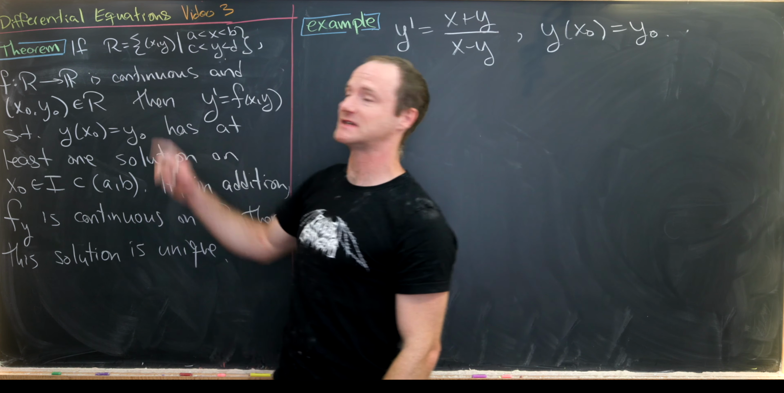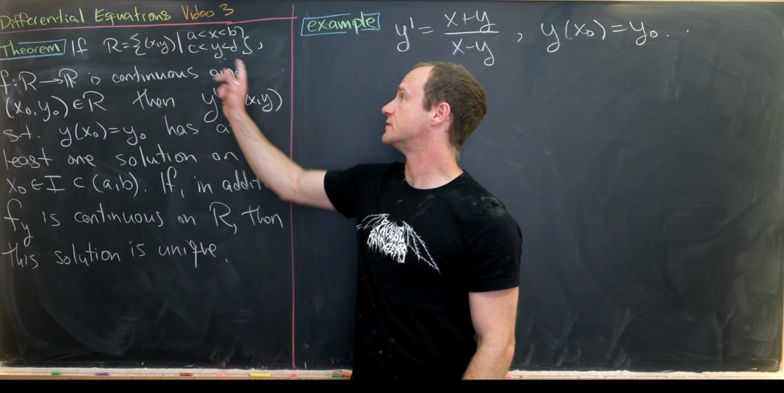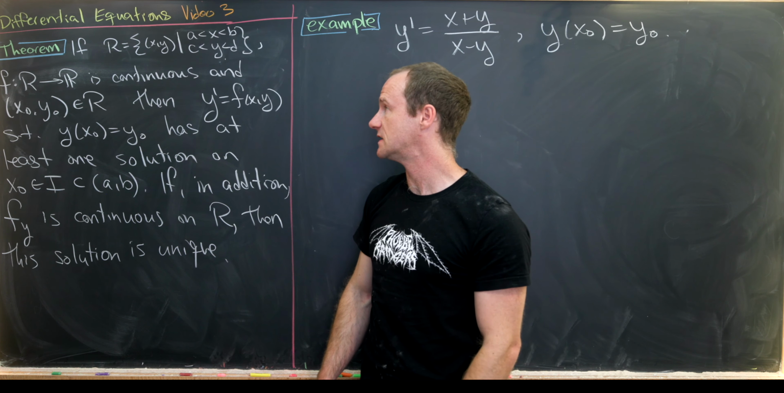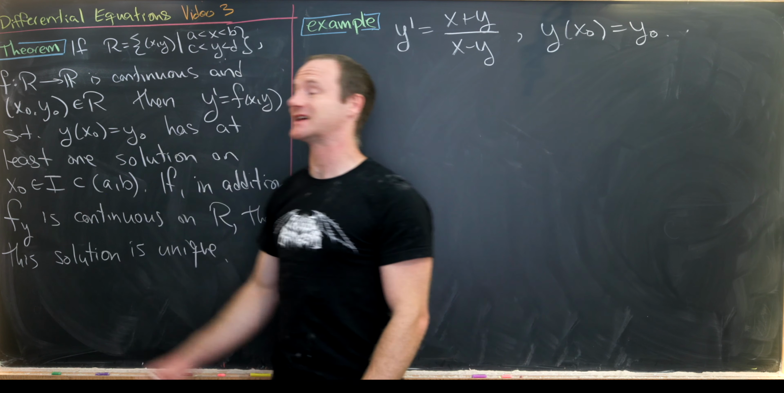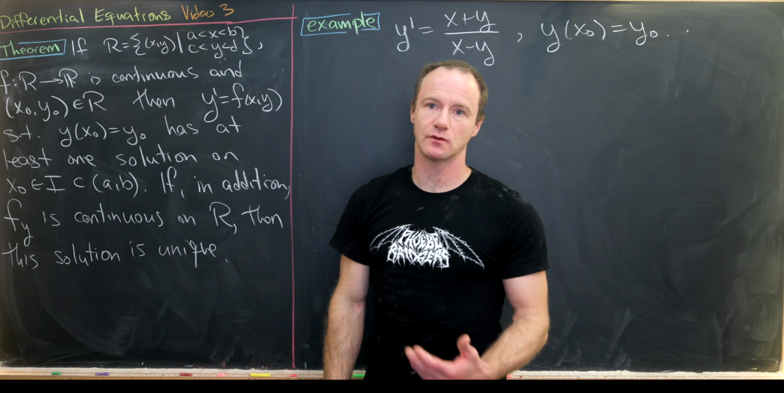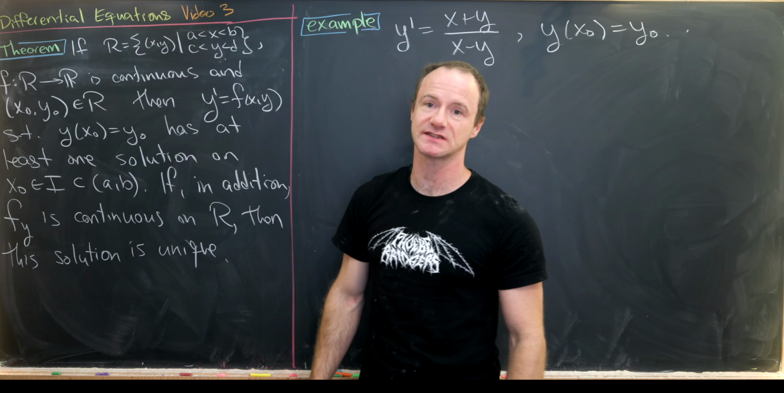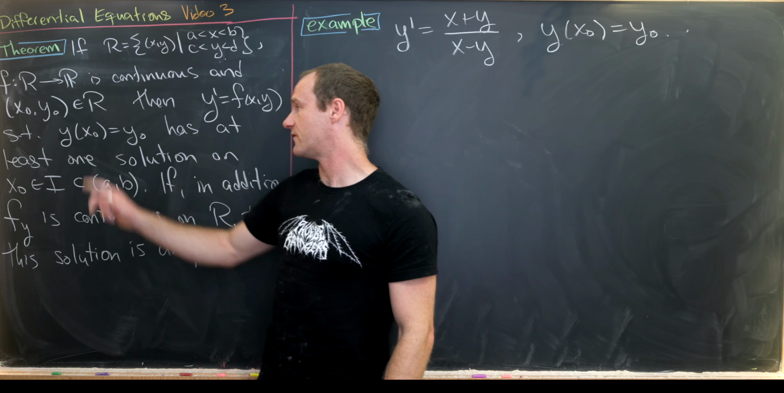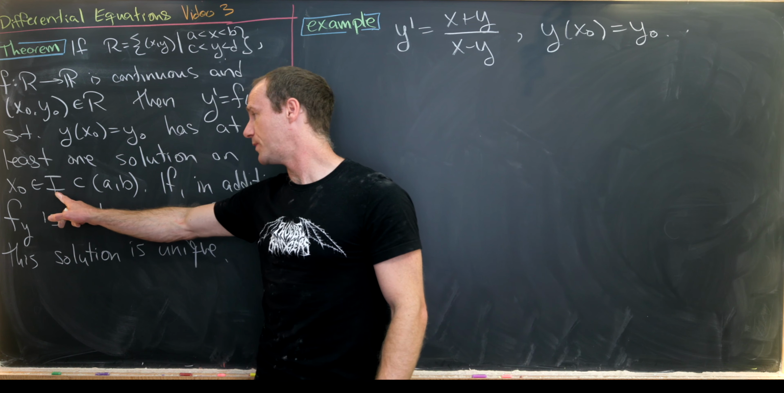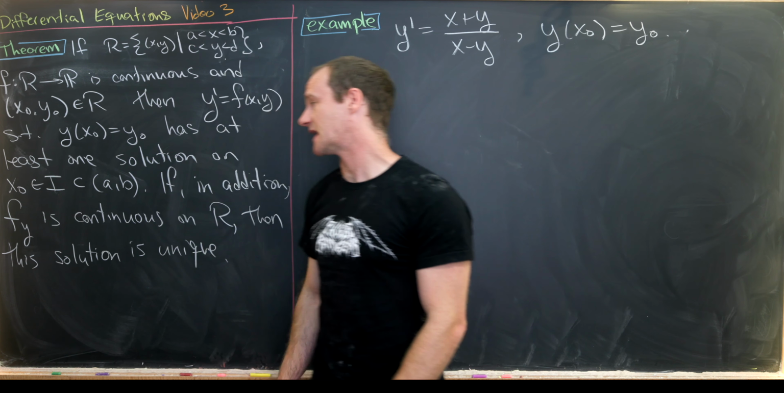So if we've got a rectangle in R2 that's defined by all values of x between a and b and all values of y between c and d, so you could also write that as the interval ab cross the interval cd, and we have a function which is continuous on that rectangle, and we have a point in that rectangle which I'll call x naught, y naught, then the differential equation y prime equals f of x, y such that y evaluated at x naught equals y naught has at least one solution on an open interval I, which is a subinterval of a comma b that contains x naught.